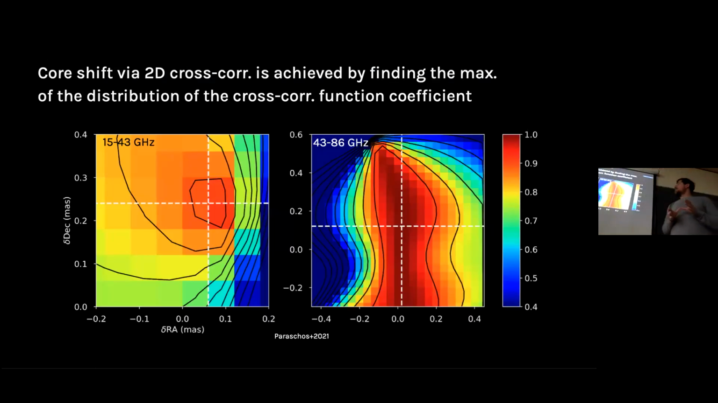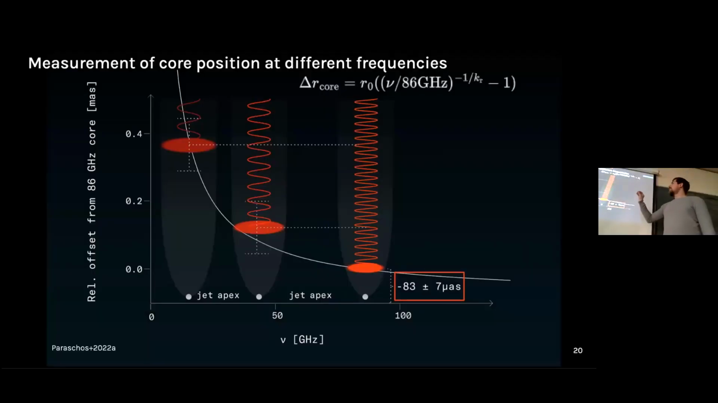The first way to find how much the core shift is to do a two-dimensional cross-correlation between the maps that I showed you, so 15 to 43 gigahertz and 43 to 86 gigahertz, and to see where the maximum of the cross-correlation function coefficient is located in the spatial map. And based on the location of this, we can plot where the core is at each frequency. So again, we have 15, 43, and 86 gigahertz.